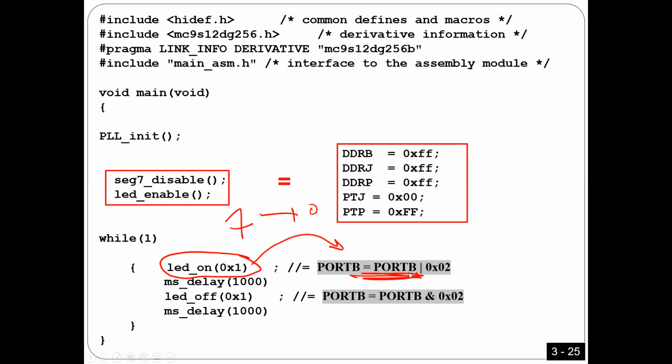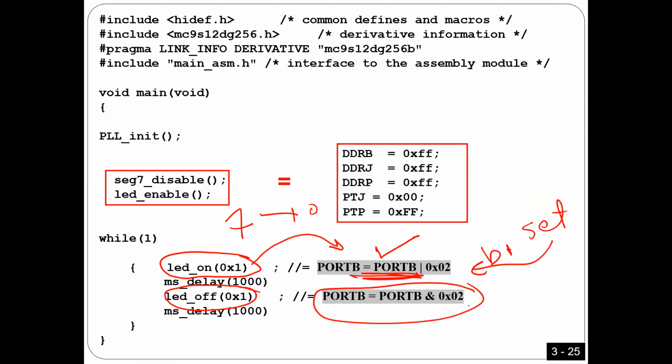Port B equal port B or 0x02, right? Because this instruction is used to set bit number 1. So this one is to set a bit, right? So again, this is assembly style, but this is okay, and this is also okay. So here's something. If you want to turn it off, you have to use AND because you need to clear bit number 1. Okay, guys. So you can use this one, or you can use this one, or use this one, whatever you like.